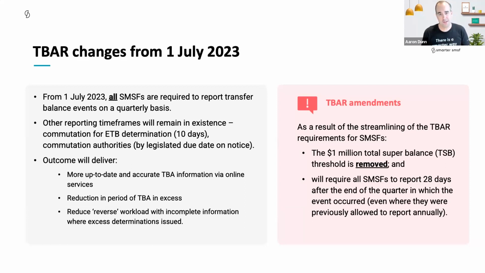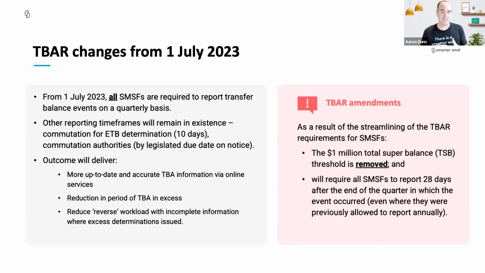The only exception that exists in respect to that change is, of course, for commutation arrangements where there's an excess transfer balance determination. There is no change to that. We have our 10-day time frame there, and also around commutation authorities, which is in essence due by the legislated date that exists on the actual notice.